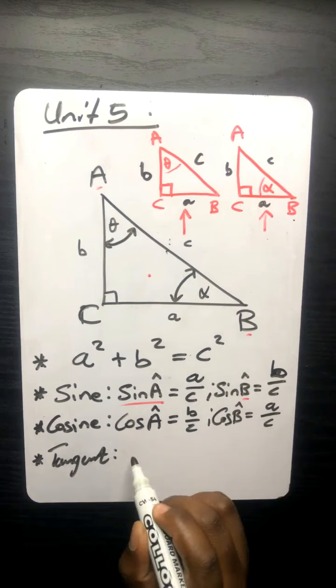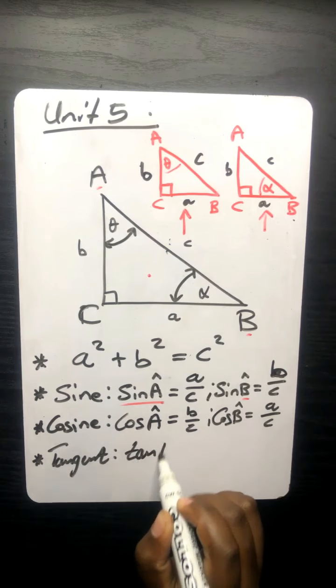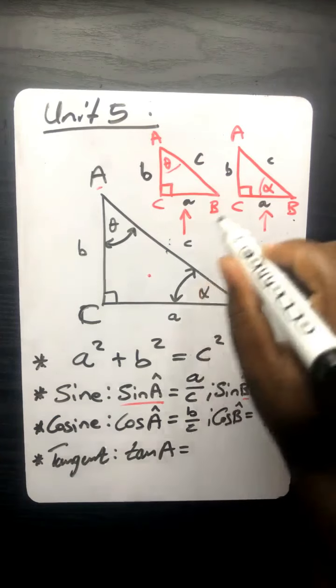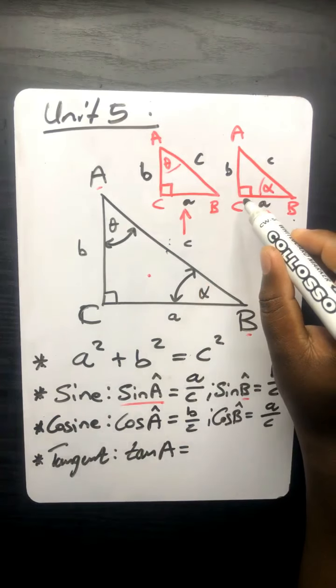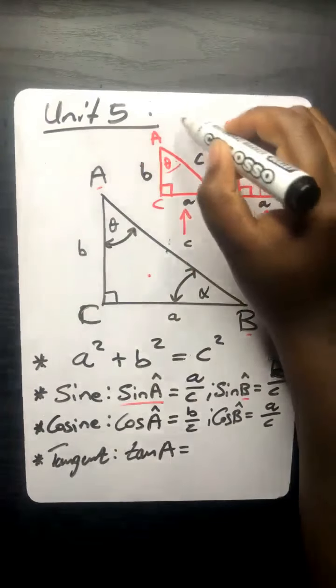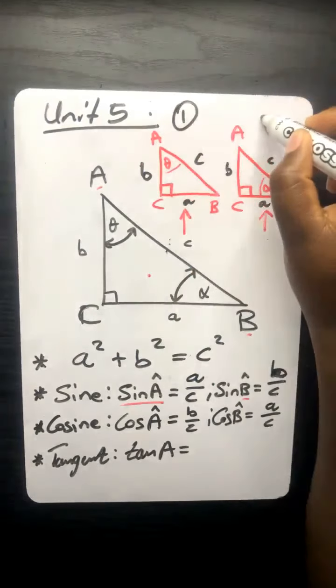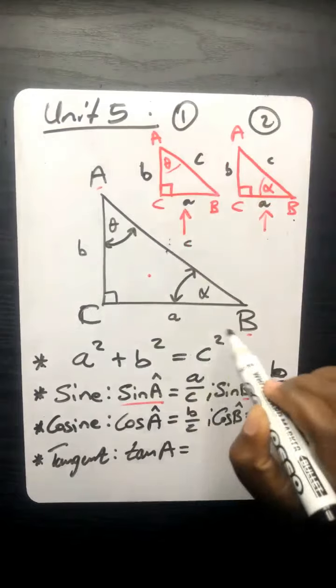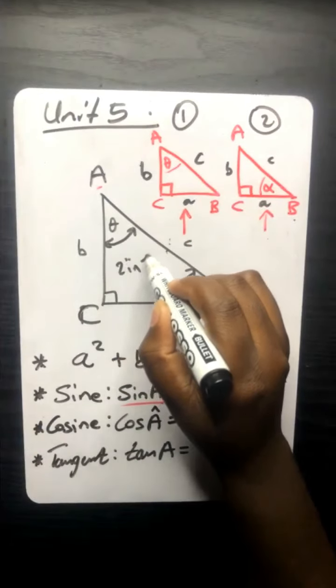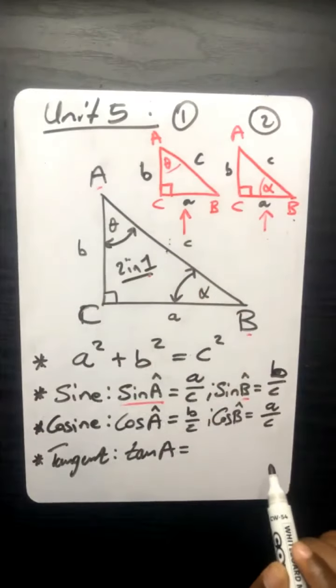Tangent then is going to be tan A is going to be equal to, let's see. For tan angle A, we are focusing on that triangle. Let's say triangle number 1, and call this one triangle number 2. So this is a 2 in 1. Just be aware of that.